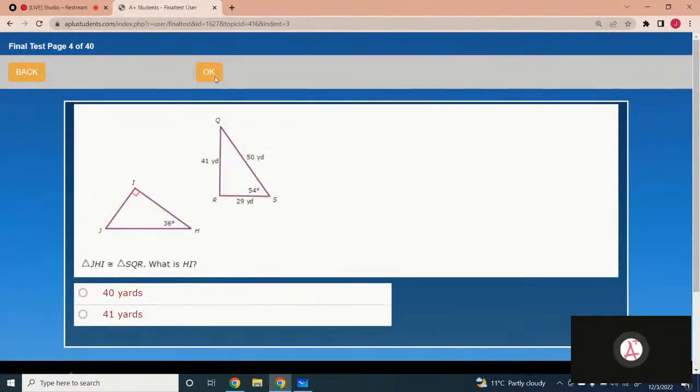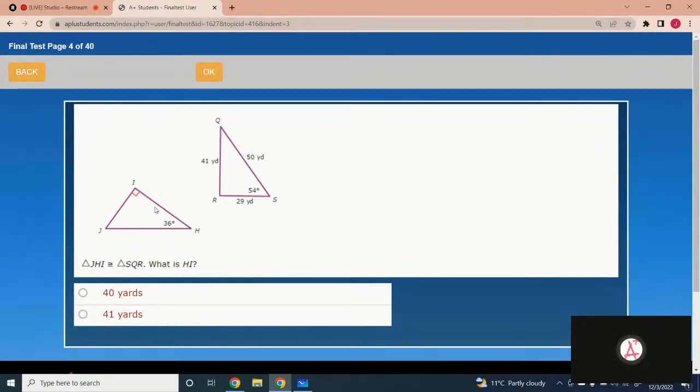Okay, the next one is angle JHI and angle SQR. JHI and SQR are congruent. What is HI? You need to see HI is congruent to which side. If you rotate this triangle, it is a right angle triangle, so the right angle is at angle I. Here R is the right angle. Got it? So HI and QR are the congruent sides. HI is 41, QR is 41, then that means HI is also 41 yards.